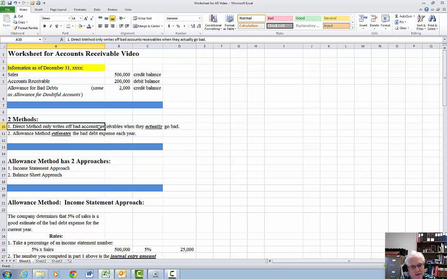It writes off bad debts when they actually go bad. So the direct method is really not GAAP, but it's the only method that the IRS allows companies to use. GAAP also says that if it's not materially different than the allowance method, you can use the direct method. So you probably need to know some information about that.